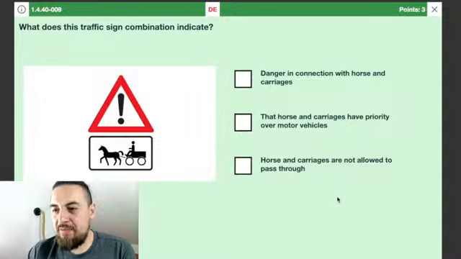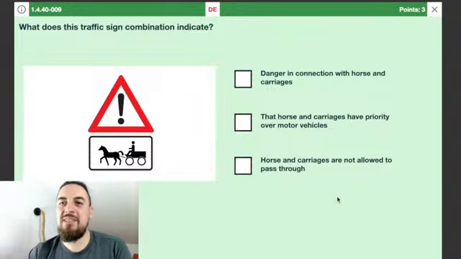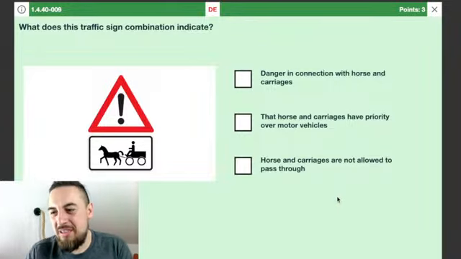What does the traffic sign combination indicate? Dangerous in connection with horse and carriages, that horse and carriages have priority over motor vehicles, horse and carriages are not allowed to pass through. So, what does this traffic sign combination indicate? Meanwhile, you're still able to think and write down.